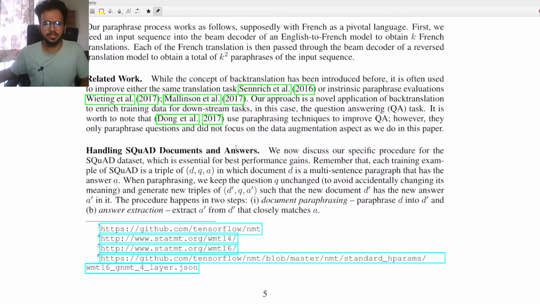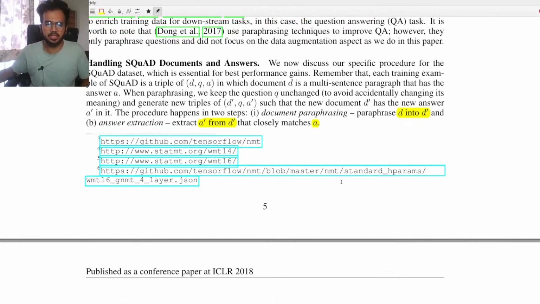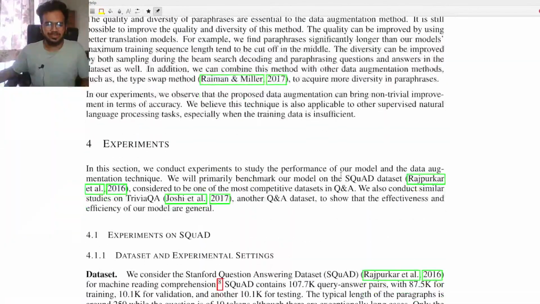So they inform here how they handle this translation. Document paraphrasing: they paraphrase the entire comprehension D to D dash, and then answer extraction. They don't translate the answer because the answer could completely change. So they extract A dash from D dash. For the newly generated D dash, they see which line is as close as A in that, so that they get start and end probabilities from D dash. And that's how they do it.